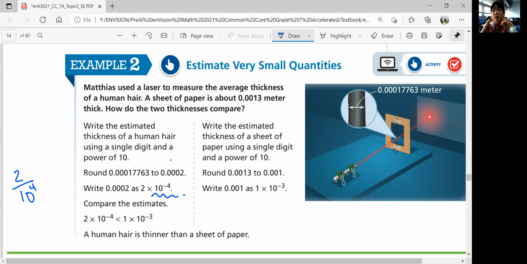So 10 to the negative 4th would be dividing that number by 10 four times. 10 to the negative 3 is dividing it by 1,000. 10 to the negative 4 is dividing it by 10,000. So it's going to be much smaller than dividing it by 1,000. So human hair is thinner than a sheet of paper. Wow. Did you know that?